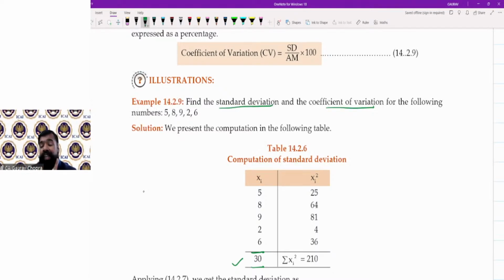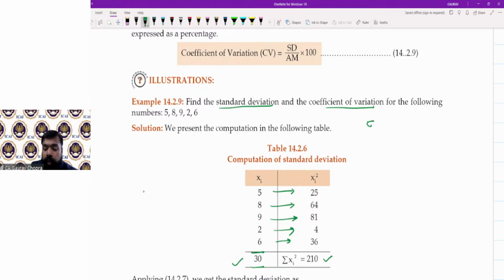30 ka square nahi karna hai, it will become wrong. So you have to do square first and then sigma. So one by one, we will do the square. 5 square is 25, 8 square is 64, 9 square is 81, and so on. So you have to find the square and then do the addition. So sigma x square will be 210. 210 is sigma x square.